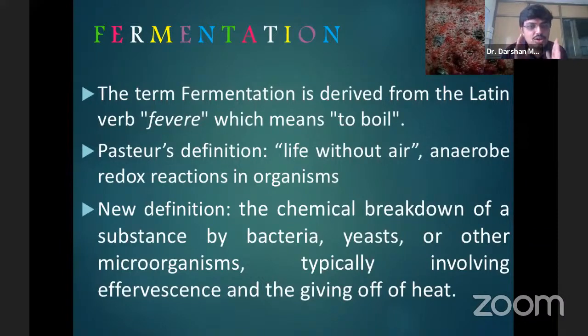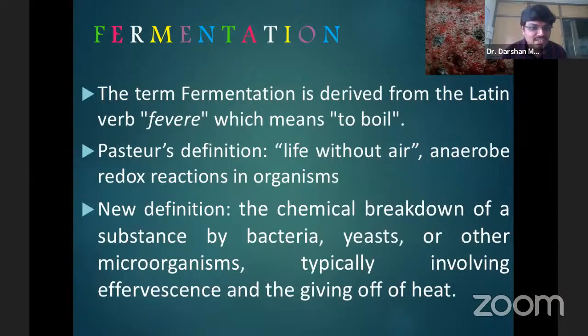But do understand, two things are going to be produced. One is effervescence and the other is the giving off of heat. That particular phenomenon is known as fermentation. So whenever you are giving the definition of fermentation, you are required to include these two words. I hope my words are clear to you. Yes or no? I require your answer.